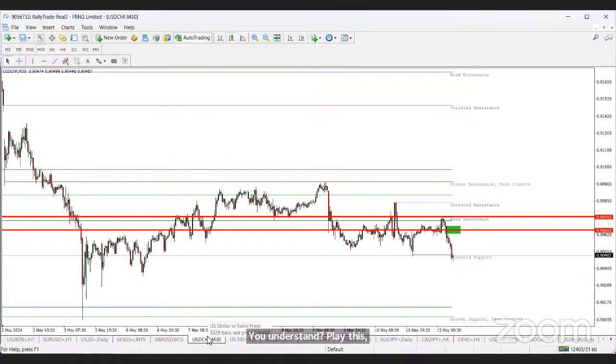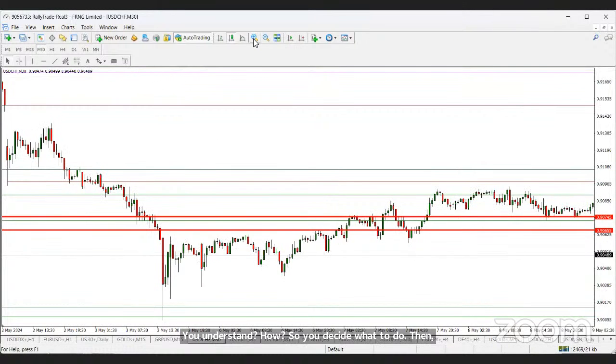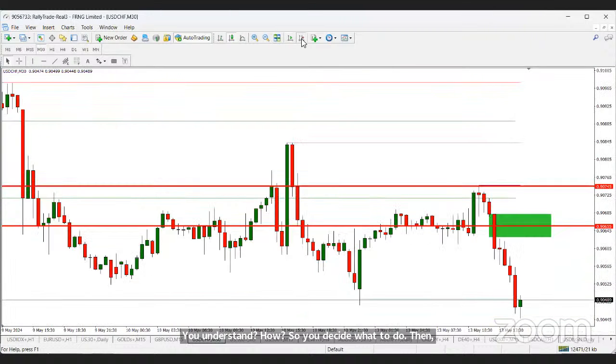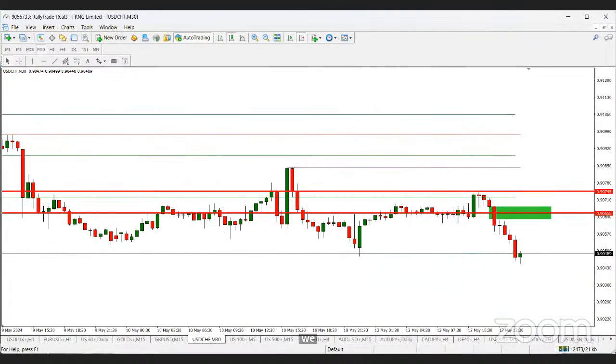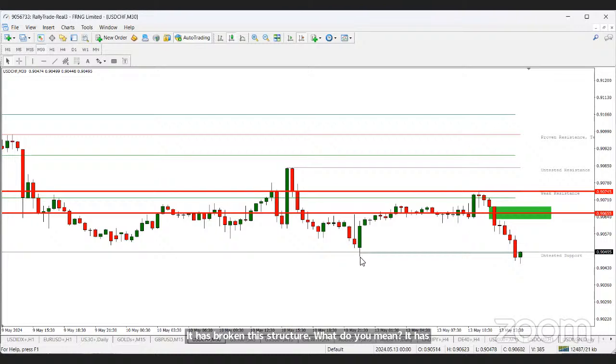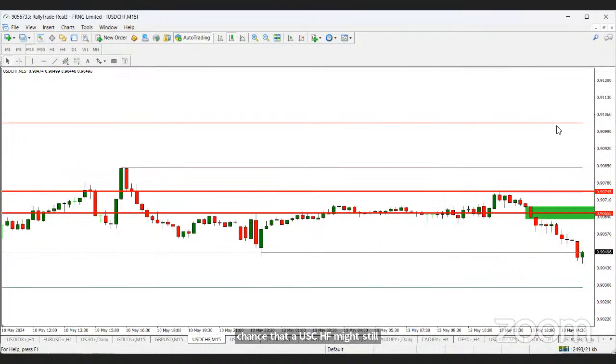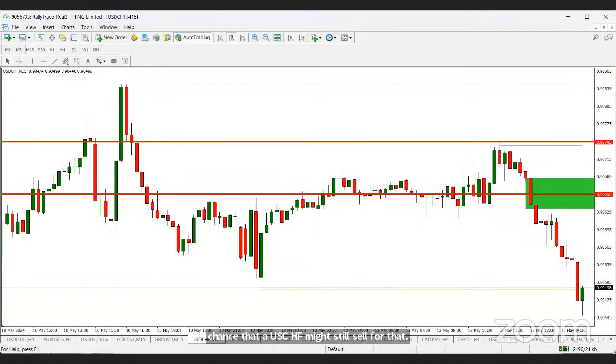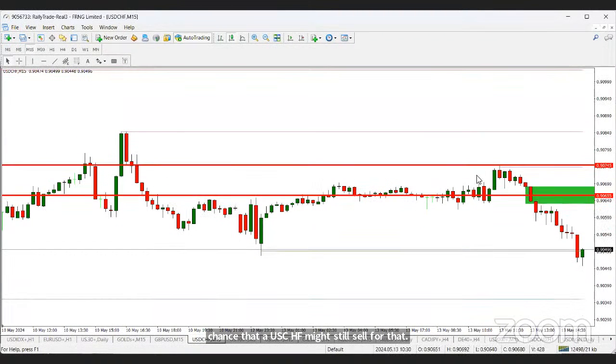Then USD CHF. Thank God we mentioned USD CHF and said we're going to look out for selling it from 0.9650 and also 0.9750. But USDCHF has done something on 30 minutes. It has broken this structure. What do we mean? It has closed lower than this last point here. So there's a high chance that USDCHF might still sell further, giving us a very bearish market.